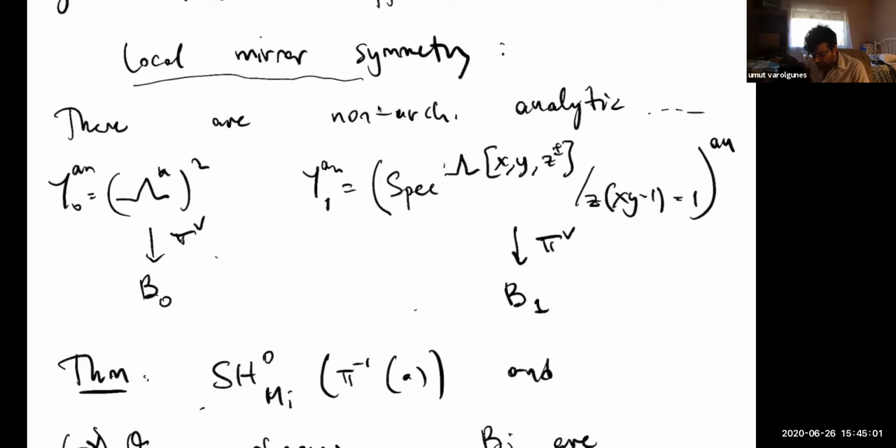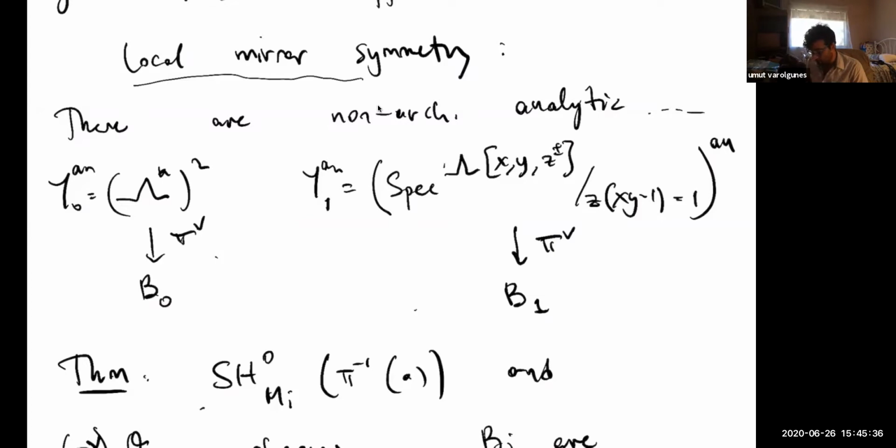So now let me introduce the local mirrors. The mirror of M0 is what I will call Y0 analytic. It's just the analytic torus, and it has the standard minus valuation map to B0. It's a tropicalization map. And I also have the mirror for the one singularity case, where I take the analytification of SH0, as I had said there.